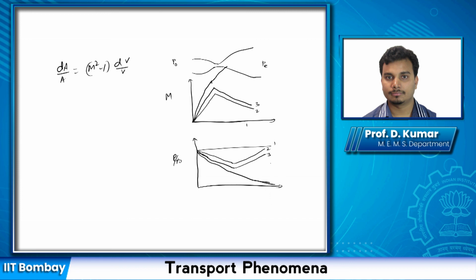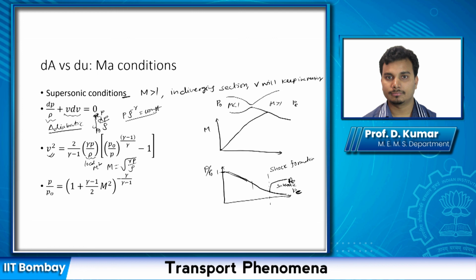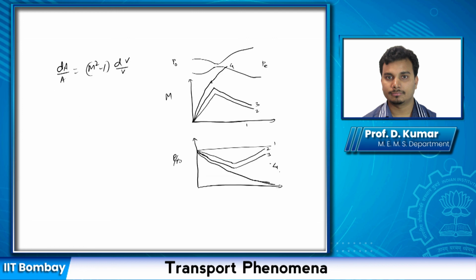However, if your exit pressure is still here, this is, let's say, 4, then what will happen is this is coming from the equation given here, but your pressure is slightly higher than this. So what will happen is somewhere here there will be shock formation, and then exit flow will be subsonic. Across the shock, it changes from supersonic to subsonic.